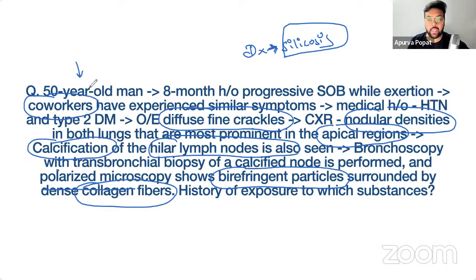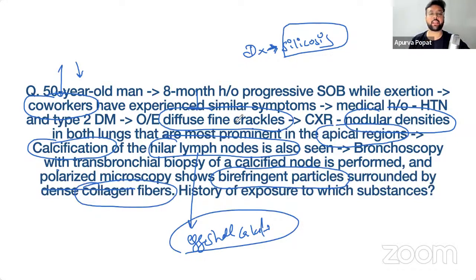There were many hints pointing towards silicosis. This man had progressive shortness of breath, but his co-workers were also experiencing it. So that's one of the occupation-related hazards. There are diffuse fine crackles because of silicosis-induced fibrosis. And what is the calcification of hilar lymph nodes in silicosis called? Eggshell calcification. Excellent. This is very important: eggshell calcification with birefringent particles.